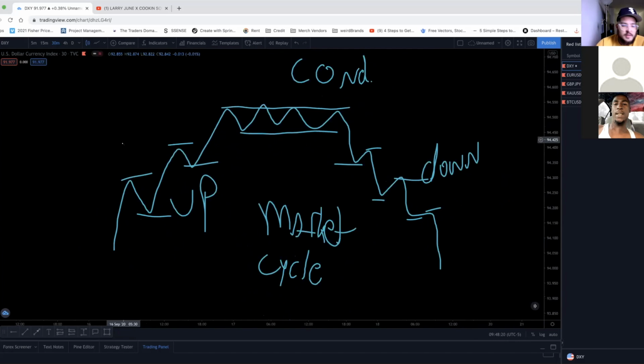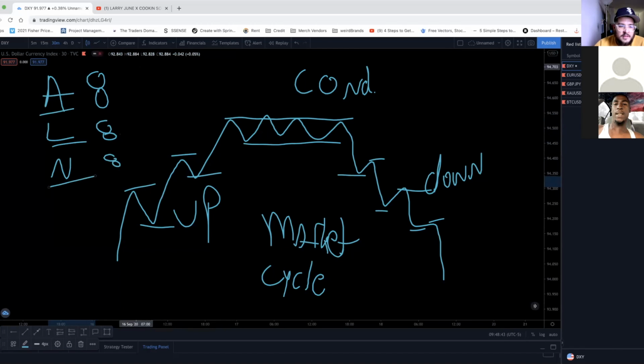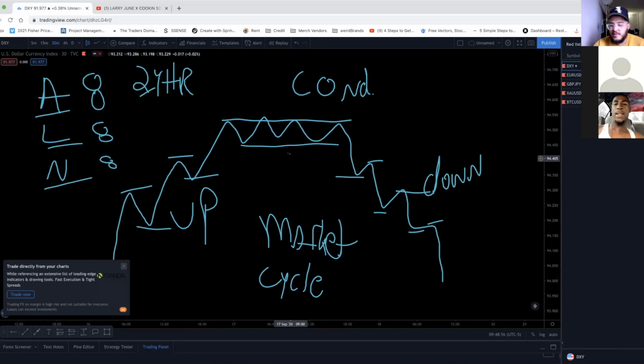Whatever session we're trading, whether it may be Asian session, London session, or New York, there's 8 hours in each of these sessions, right? I feel like we're back in grade school the way I'm drawing on this board. But I hope this is making sense. So we got 8 hours in each of these sessions, Asian, London, and New York. So that's 2 4-hour candles.